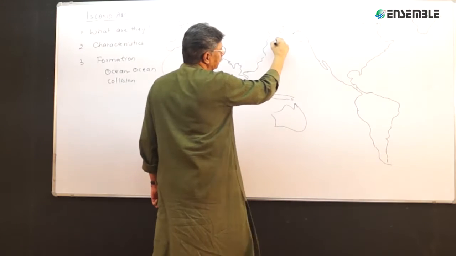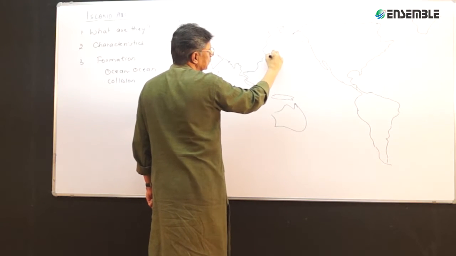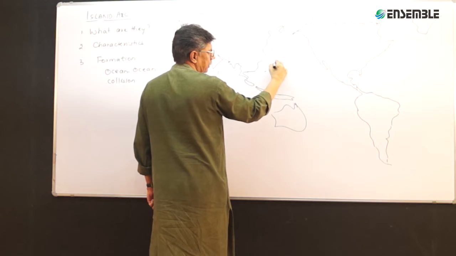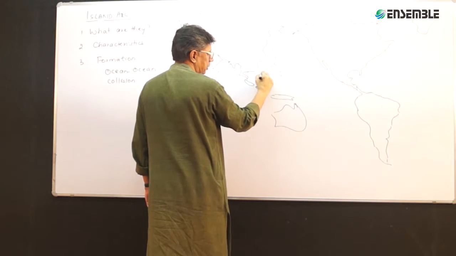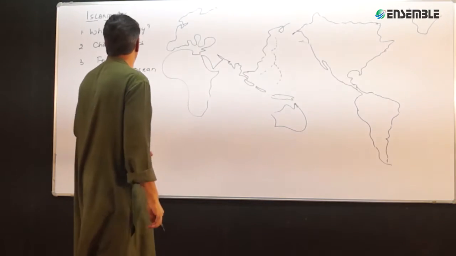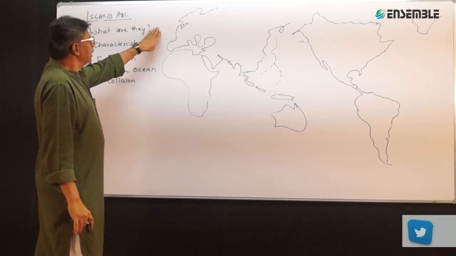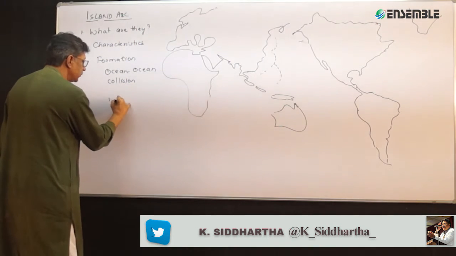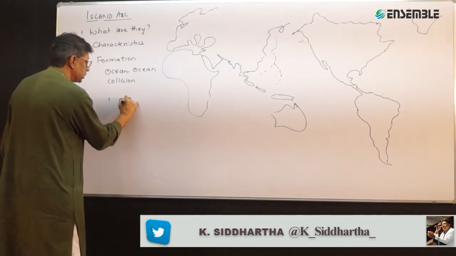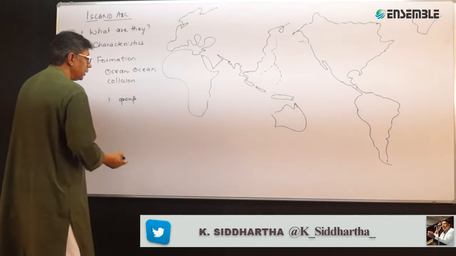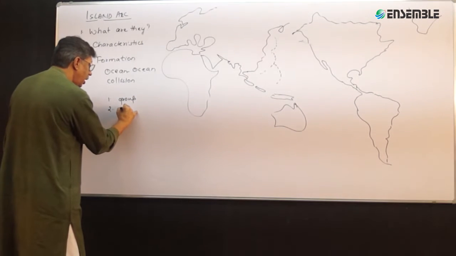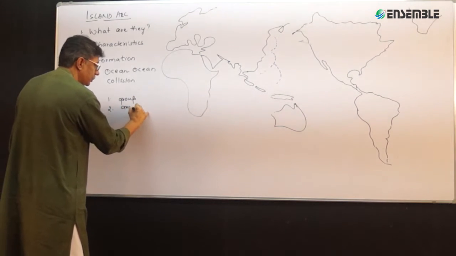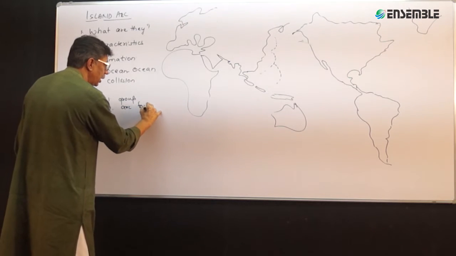That's where you're going to find island arcs. These are the places that you're going to find island arcs. Now we are going to be talking about what they are. Island arcs are a group of islands, first of all, which are arranged in arc form, that is, in the form of an arc.